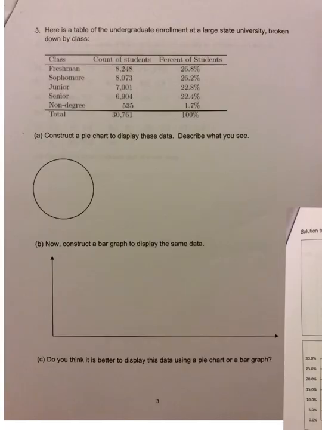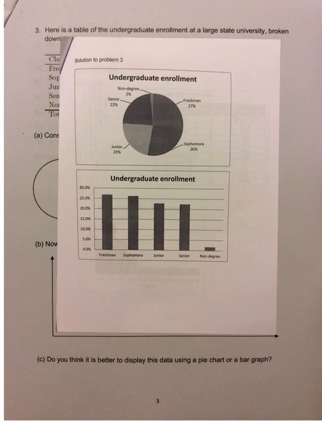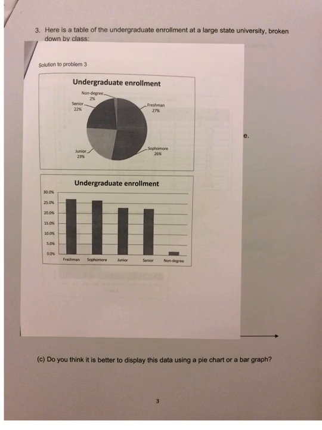On this particular problem, you were given a list of undergraduate enrollment at a large university, and here was the breakdown. You were supposed to create a pie chart and then a bar graph, and then tell us which you think is better to display data, the pie chart or the bar graph. So what we're going to do is pull up the answer key to that, and I'm not going to go over how to create the circle graph. You should already know how to do that.